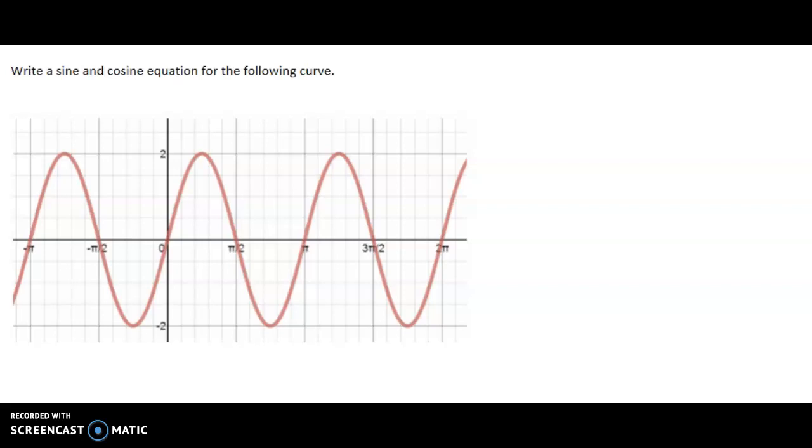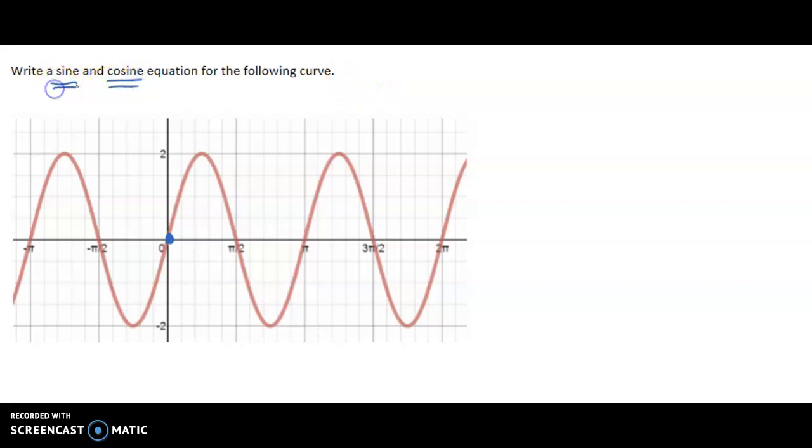Okay, we're going to look at writing a sine and cosine equation for this curve. The first question to address is: is this a sine curve or is this a cosine curve? A lot of you probably say, well, it's a sine curve. It goes through the origin, which is fine. That's good. But I could say, well, it's a cosine curve. It's just shifted over.